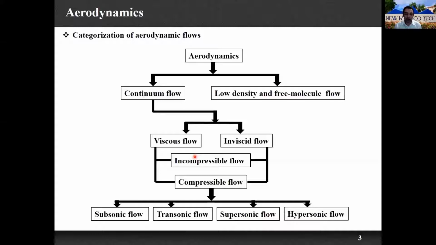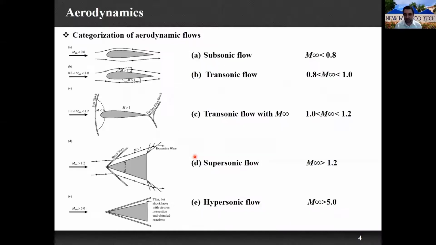So there are two main factors which determine the regime of the flow. One of the factors is called the Reynolds number. The other one is called the Mach number. I'm going to talk about that in this lecture.